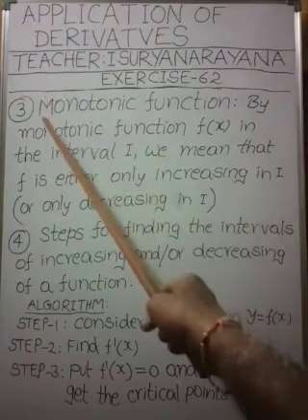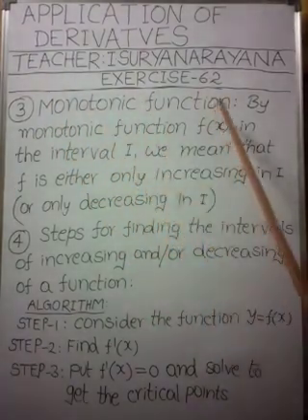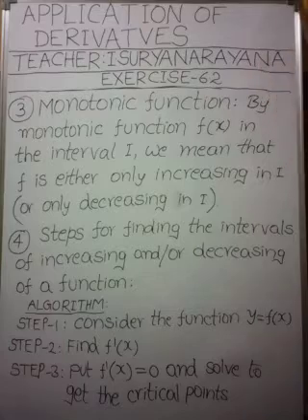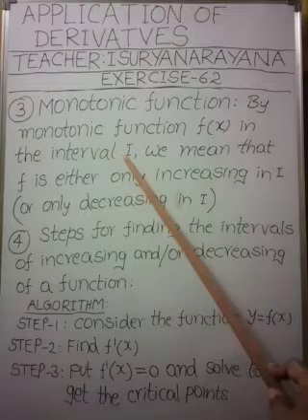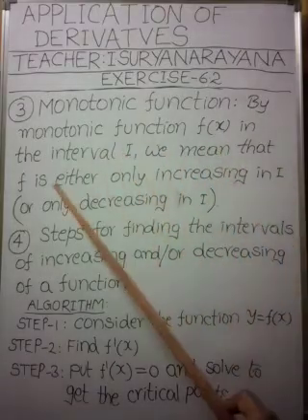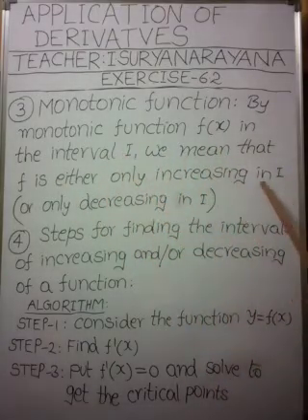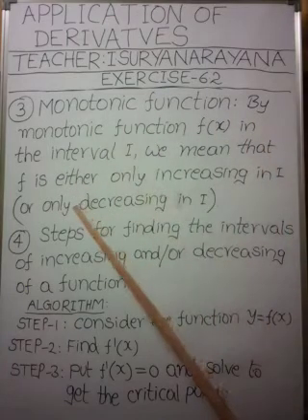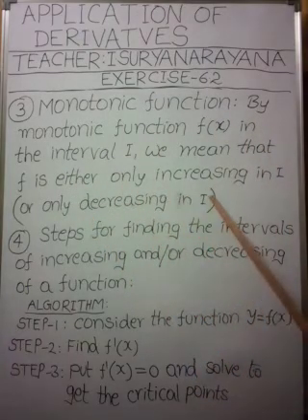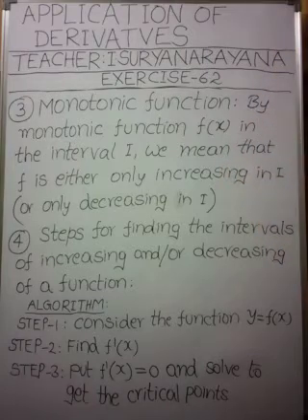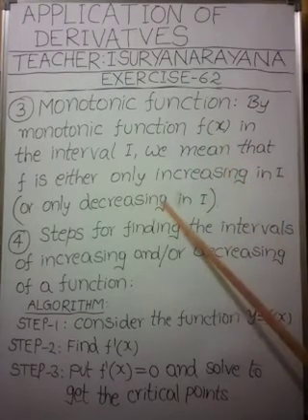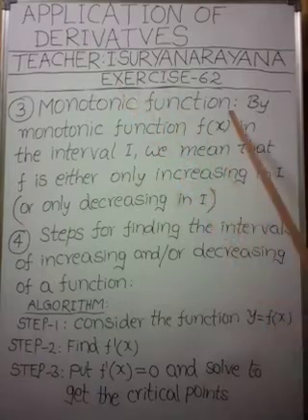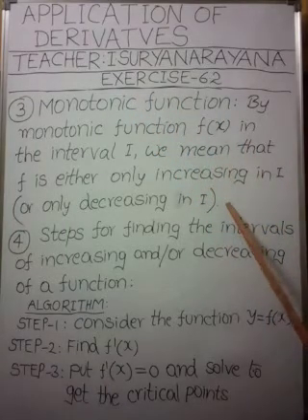Now come to the next point, that is monotonic function. What is meant by monotonic function? By monotonic function f of x in the interval I, we mean that f is either only increasing in the interval I or only decreasing in the interval I. Then the function is said to be a monotonic function. Either it should be increasing in the interval I or it may be decreasing in the interval I. That is said to be a monotonic function. Understood this definition, my children?